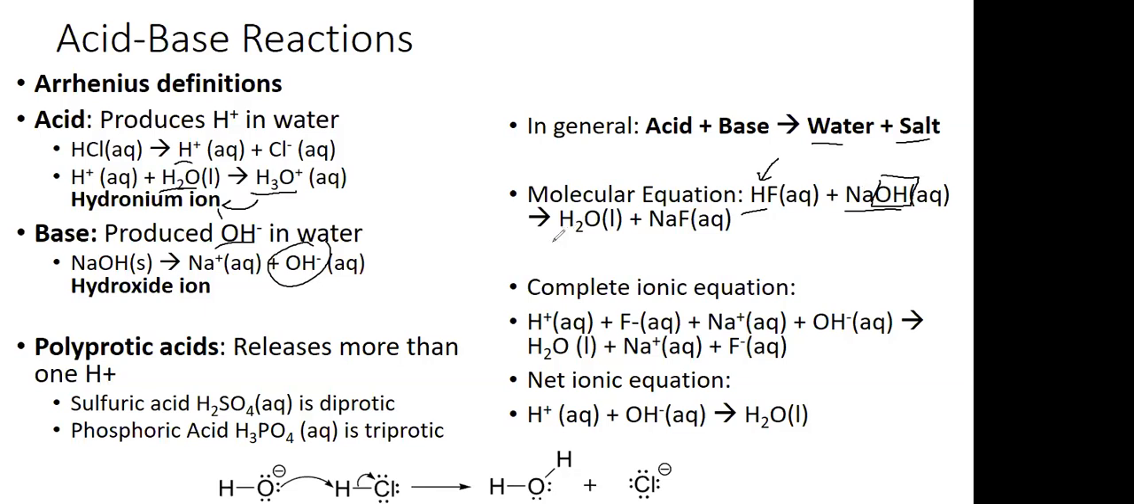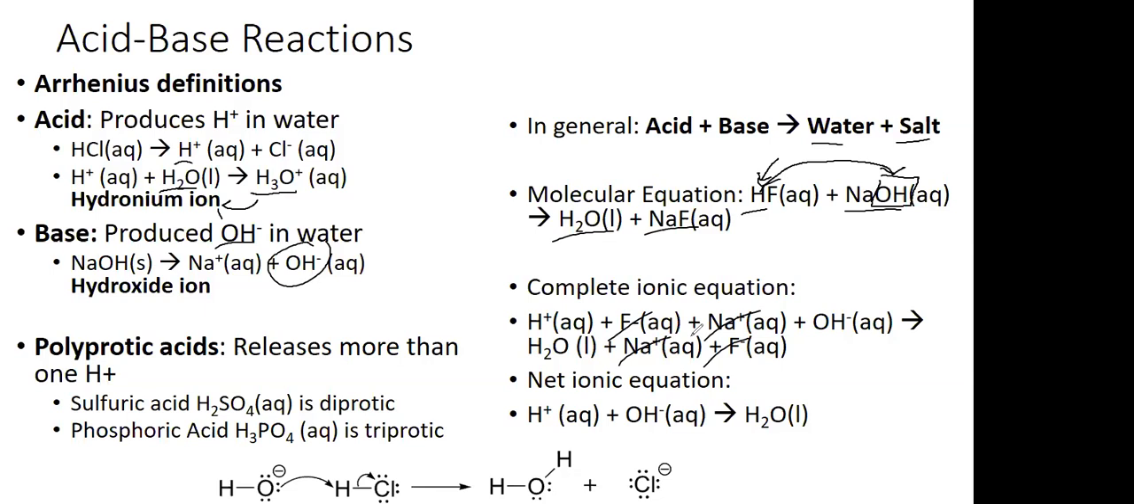And what happens is that you form H2O. So the hydrogen and the OH will react together. And what you're left over with is sodium fluoride, a salt, NaF. If we look at the complete ionic equation for this, we can break that down and then get rid of our spectator ions. And our net ionic equation is simply H plus plus OH minus makes water, right?